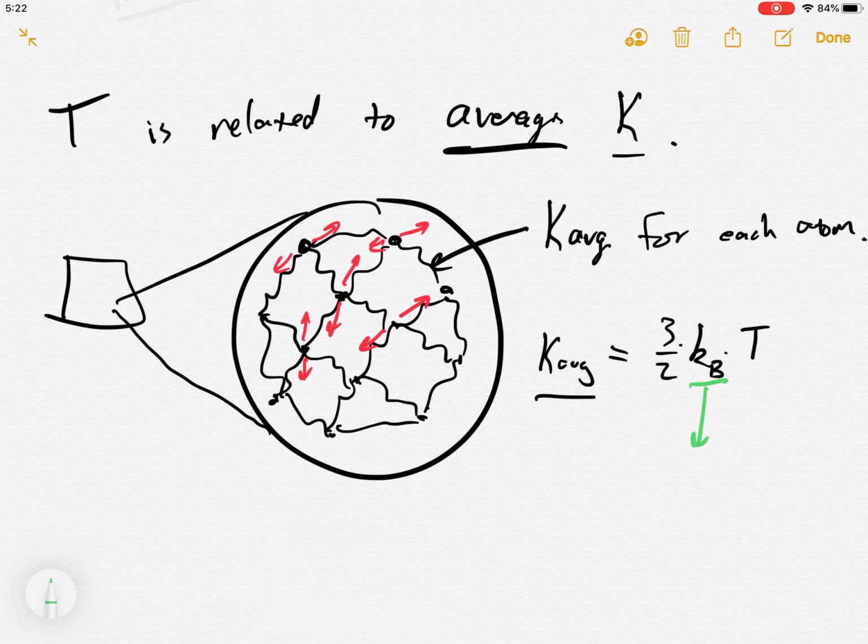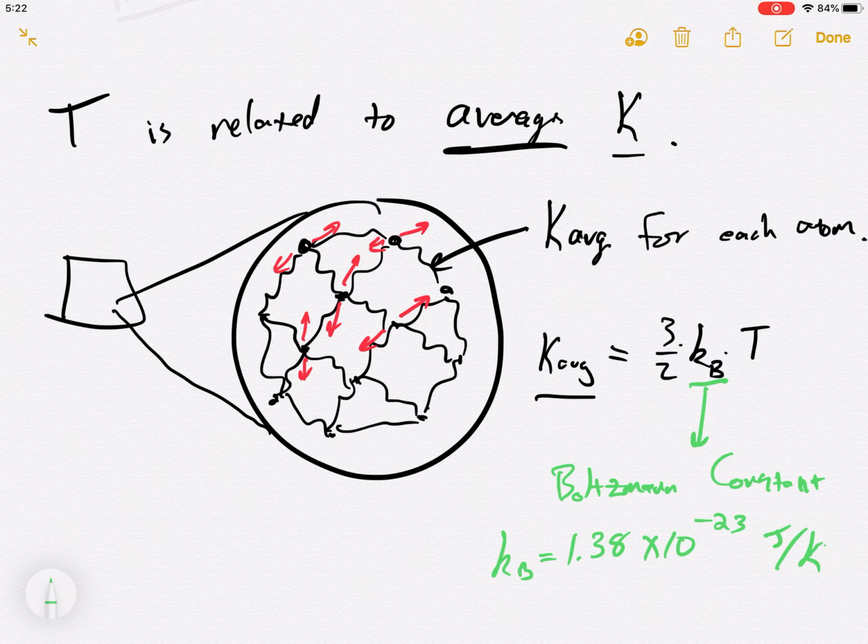This is the Boltzmann constant, and it is 1.38 times 10 to the minus 23 joules per Kelvin. Yeah, joules per Kelvin. That makes sense. It's relating an energy to a temperature.